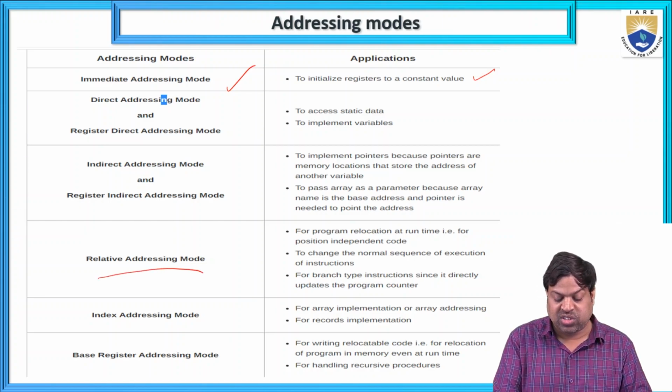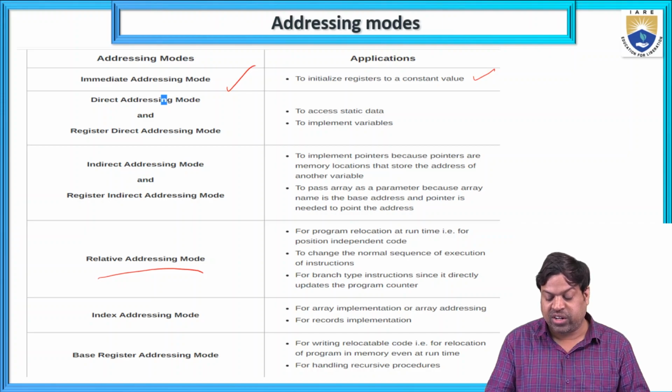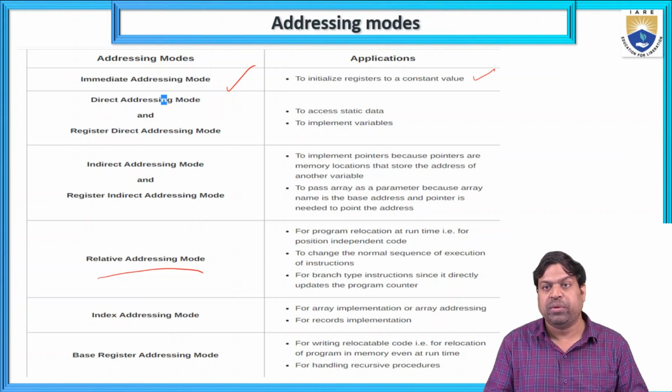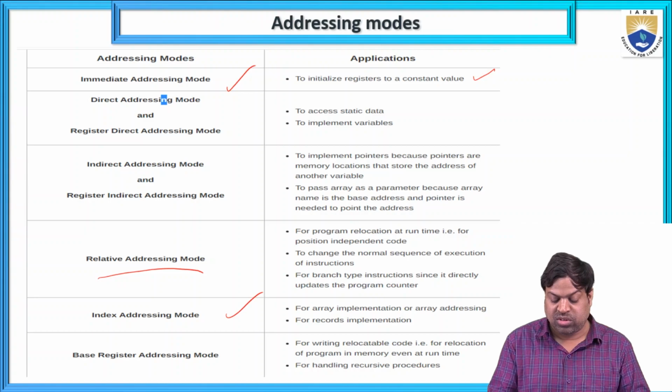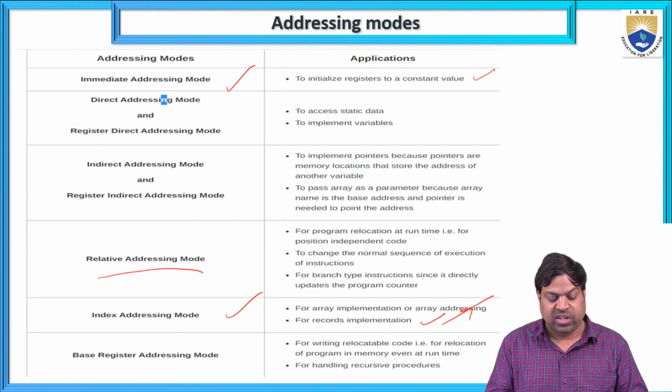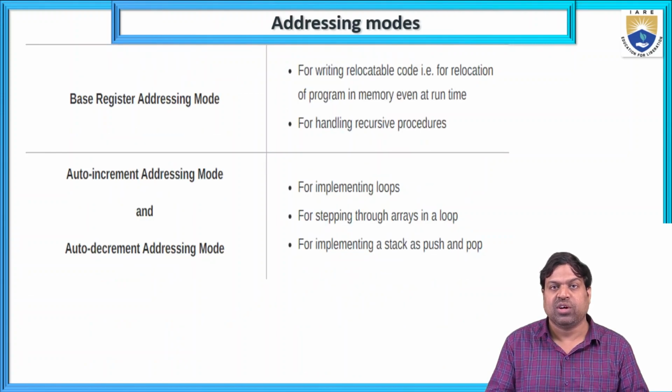And next is relative addressing mode, for program relocation at runtime, that is for position independent code. To change the normal sequence of execution of instructions, the branch type of instruction, since it directly updates the program counter. And indexed addressing mode for array implementation, for array addressing. For records, it is implemented as array addressing. And base register addressing is for writing relocatable code, that is for relocation of the program in memory even at runtime, for handling recursive procedures. So these are the addressing modes with effective applications.